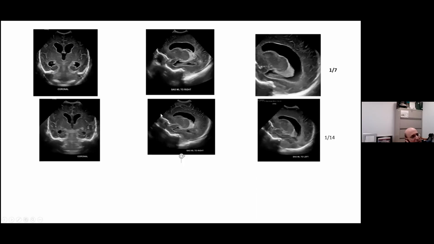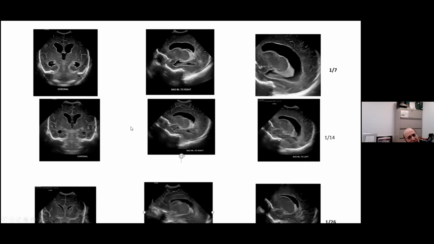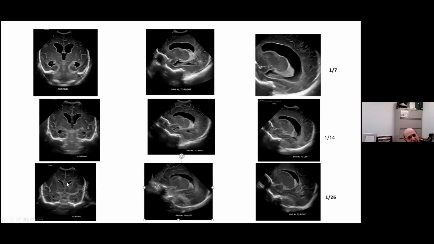This is a week later. And I think anybody in the audience can see that the ventricles are decreasing in size. And this is the third one compared to this, and this was on 1/26, 3 weeks later. It is amazing how it can resolve on its own.